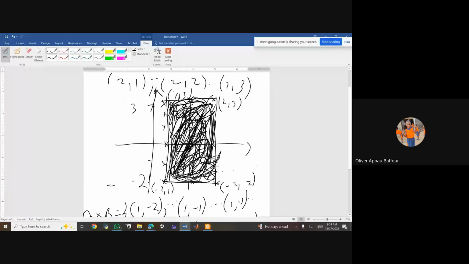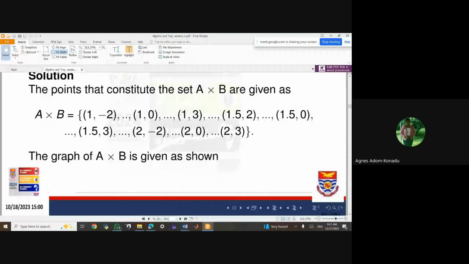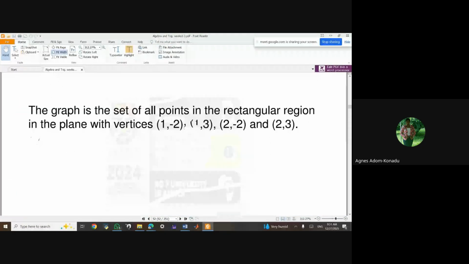Hello, madam. Please, I think the points have been interchanged. Yes, it should be (1, -2). Oh, sorry. Yes, it's true. It has been interchanged. Thank you. It's supposed to be (1, -2). This is (1, 3). Thank you. And this one is (2, -2). Thank you.